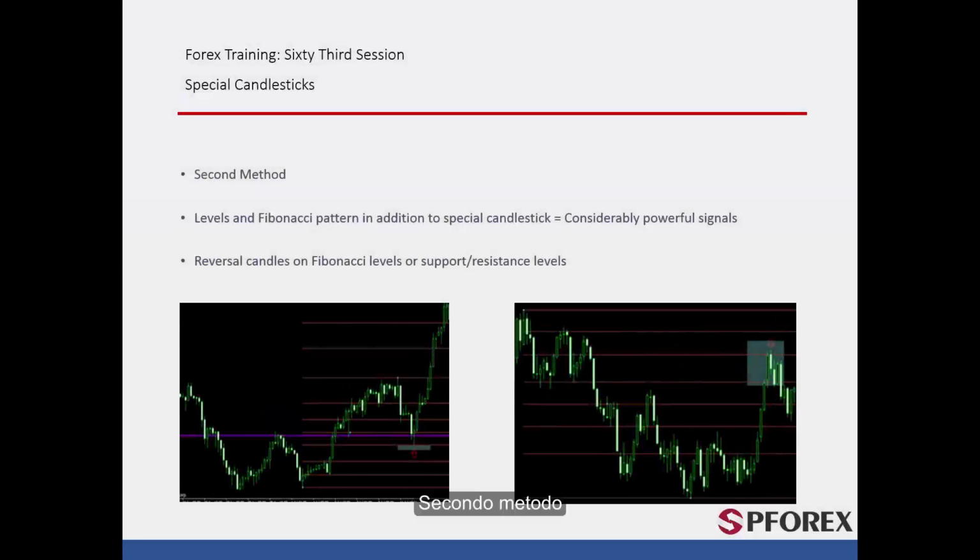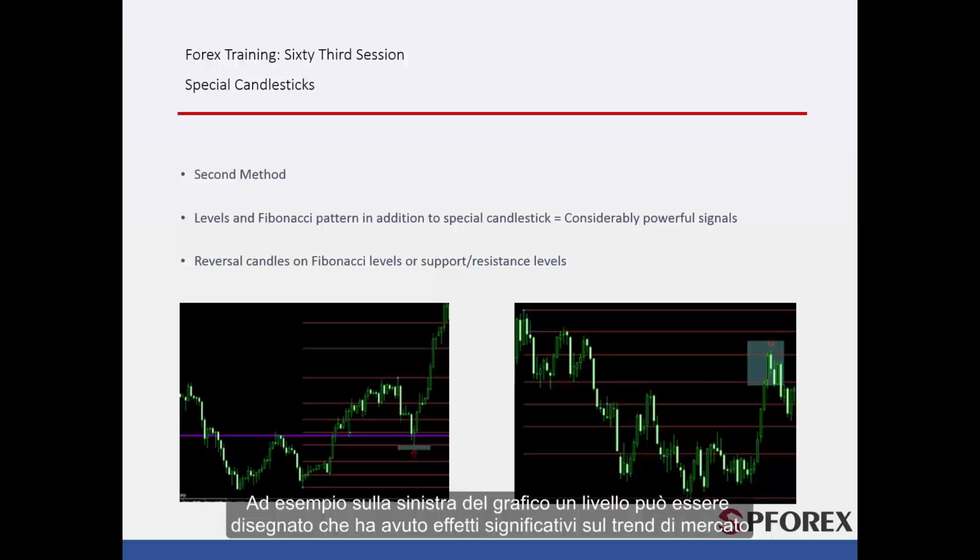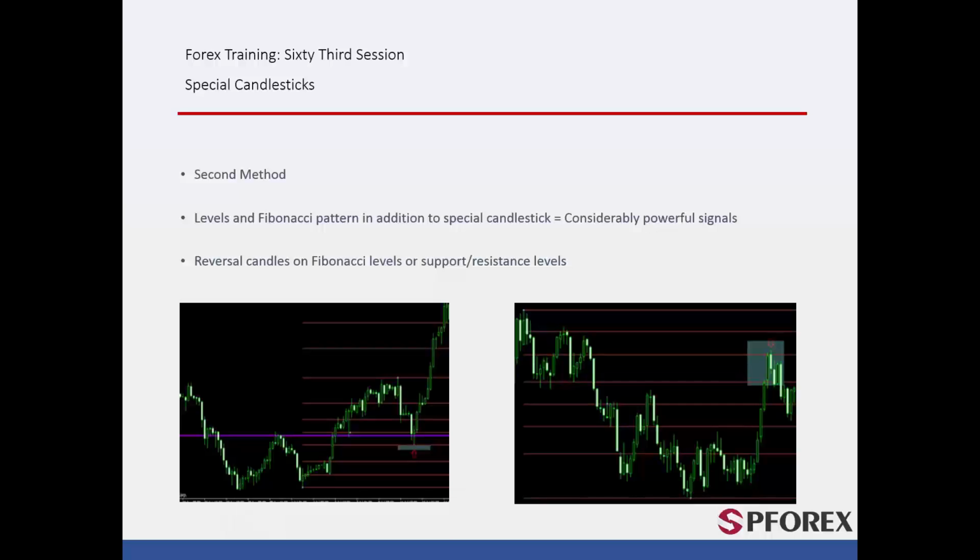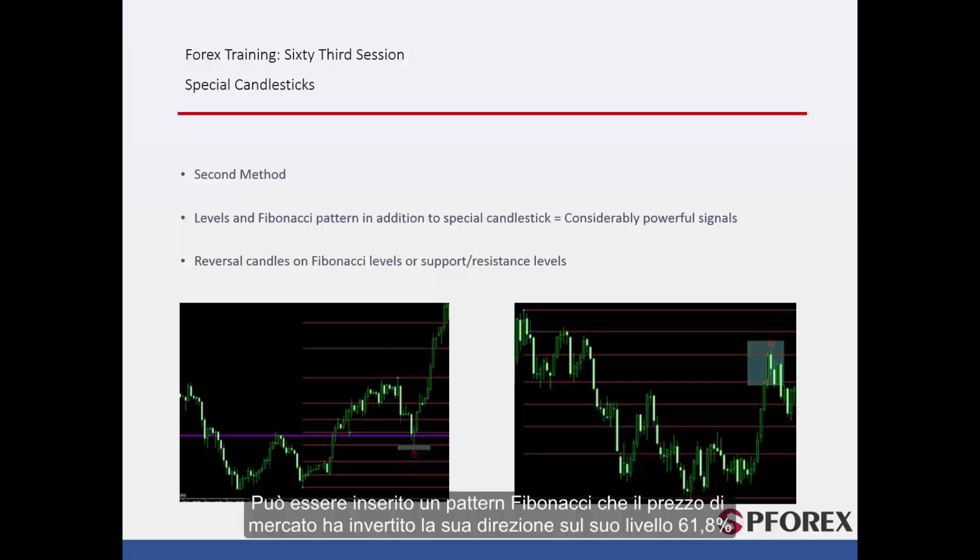Second method. A trader can detect buy or sell spots via levels. For example, on the left graph, a level can be drawn which has significant effects on market trend. A Fibonacci pattern can be inserted, and the price reversed its direction on its level 61.8%. A bullish hammer has formed on this spot. So, 3 buy signals can be derived from these patterns.